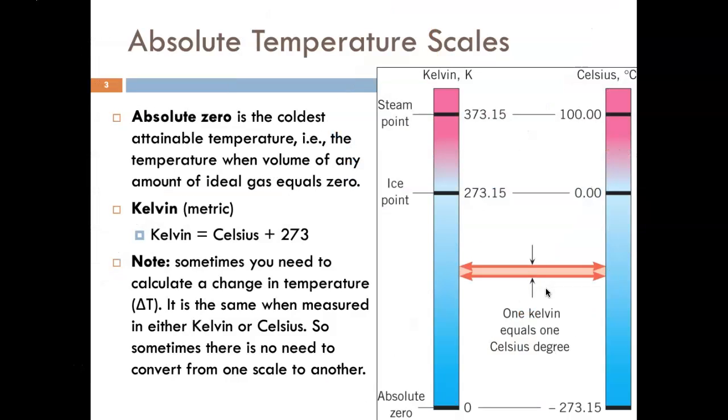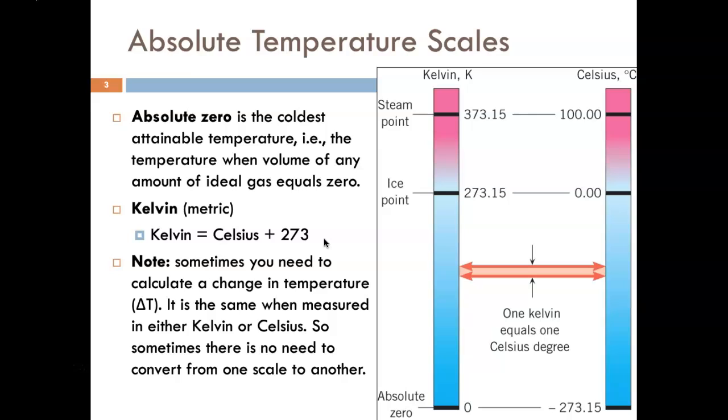Then another temperature scale is Kelvin. You might have seen this on your travels in chemistry. So this is about absolute zero. Absolute zero is the coldest attainable temperature. And as we see down here, 0 on the Kelvin scale is equal to minus 273 Celsius. So the conversion there, Kelvin is Celsius plus 273.